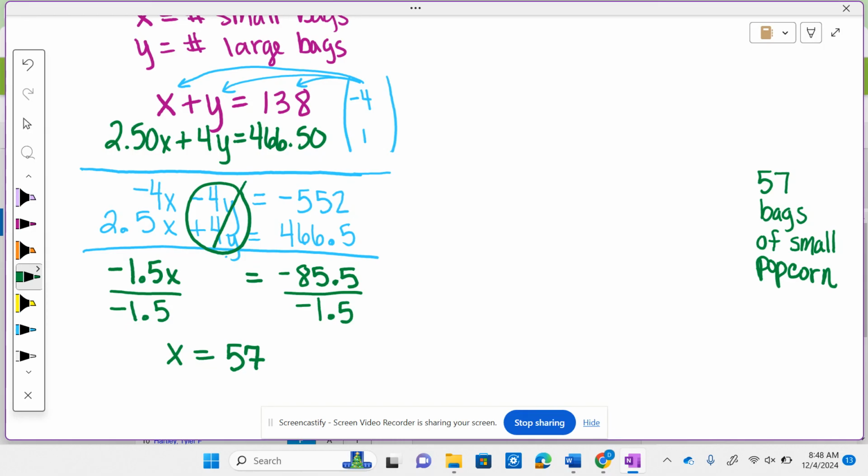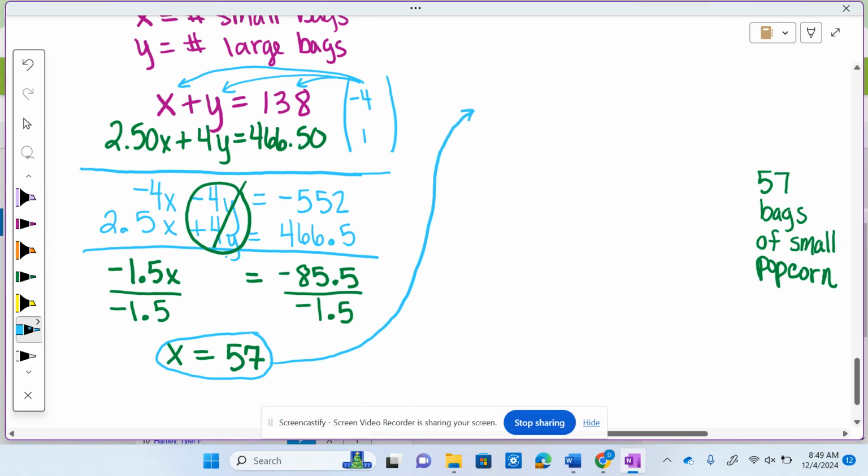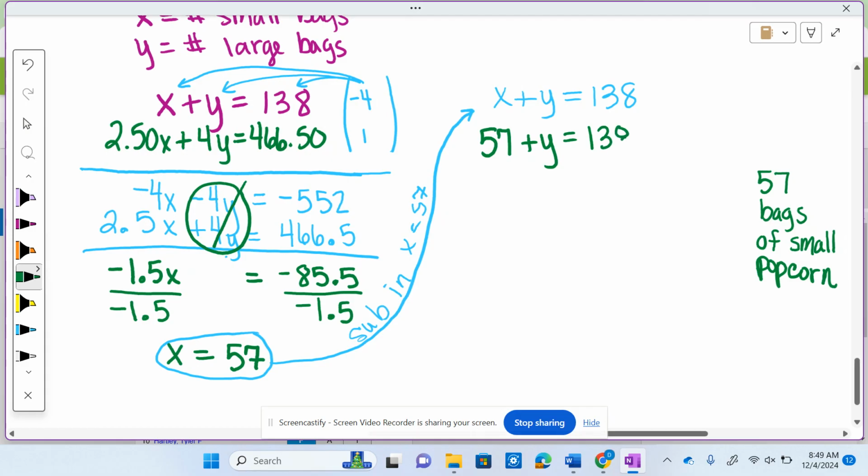Okay, which equation do you want to plug that into, Aiden? Do you want to plug it into the top equation or the bottom equation? Yeah, let's plug it into the top equation. So I'm going to take this x equals 57, and plug it into my top equation, x plus y equals 138. So I'm going to substitute in x equals 57. So 57 plus y equals 138.